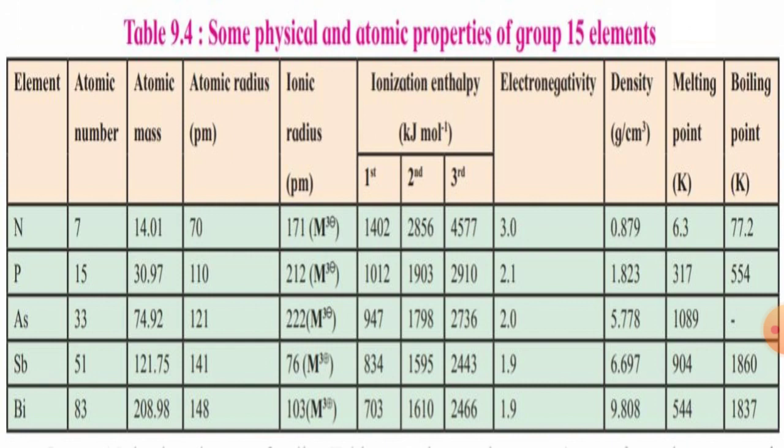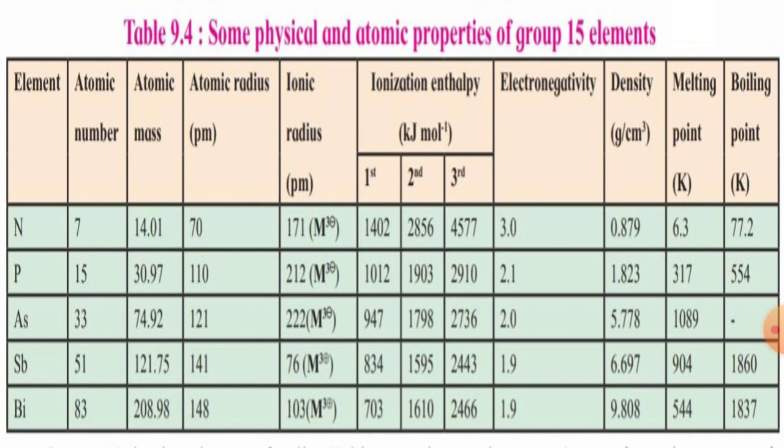Okay, then we move towards melting point and boiling point. We see a variation in melting point. It first increases till arsenic and then it decreases. Similarly, boiling point increases and then decreases down the group. So these are some of the physical and atomic properties of group 15 elements. In this way you are supposed to study.